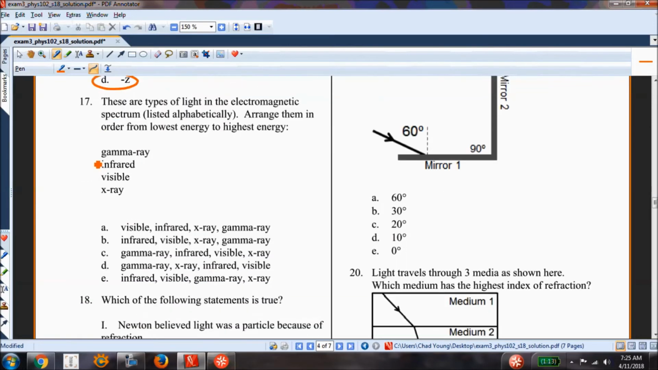These are the types of light in electromagnetic spectrum listed alphabetically. Arrange them in order from lowest to highest energy. Okay, of these four, the lowest energy is infrared, so that gets rid of these three. And then next is visible. Then next is X-ray, that gets rid of this one. And then gamma ray is the highest energy.